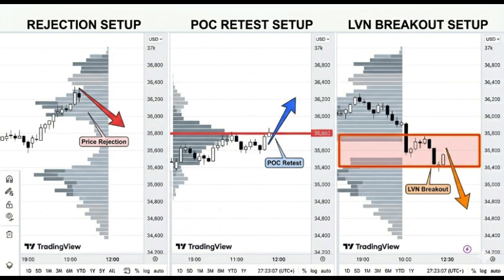These are not magic entries. They are context entries. That is the difference. Volume profile does not tell you exactly where to click. It tells you where to pay attention. Then price action gives you the trigger.